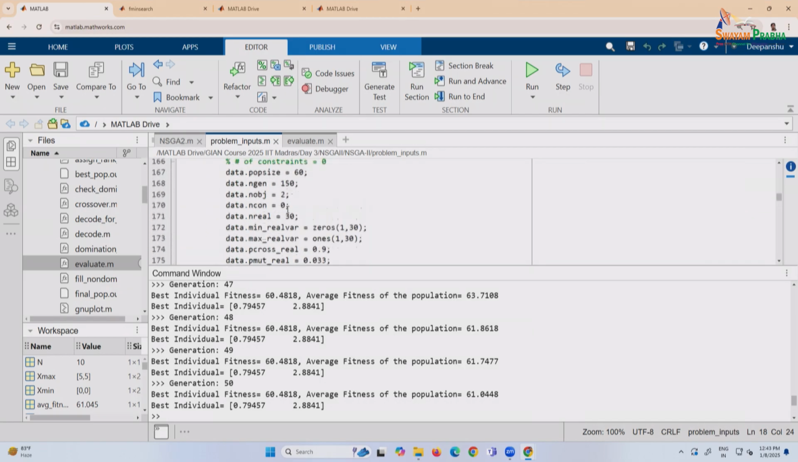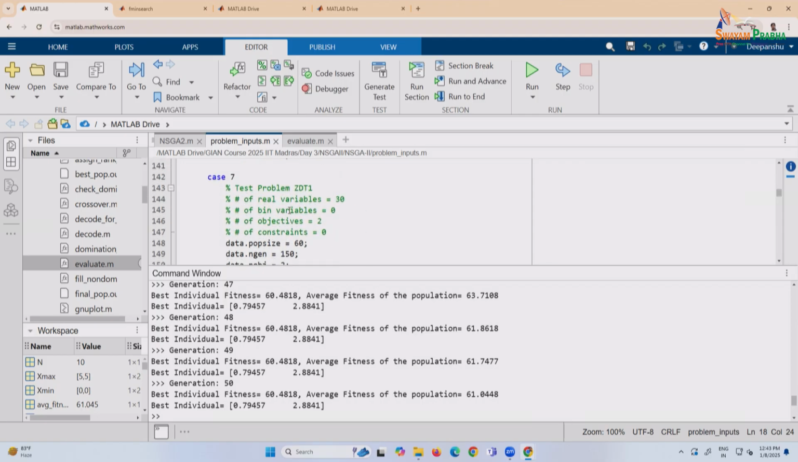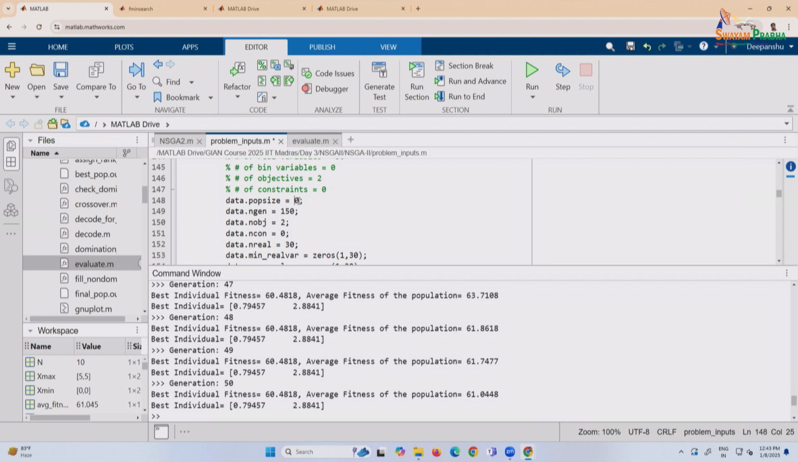You see, I show you what we have here. 7 and a number of real, so these are commented. So population size 60. So I want about 60 points. Let's do 40, maybe that is enough. 40 points I want. I run up to maybe 100 generations. Number of objectives 2, no constraint, 30 variables. Let's reduce it to maybe 20 or maybe 10, and then minimum variables, and so this should be all 10.